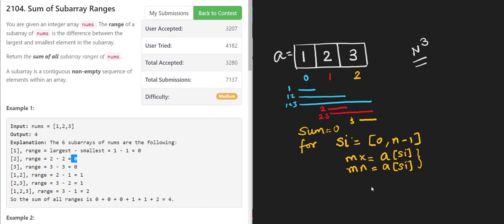We have taken min and max. Now we can have a varying end index. If we are starting at Si, the end index can be Si itself, but we don't need to consider the size one subarray. The difference is anyways going to be 0. And then we take size 2 subarrays. So that means Ei's starting point will be Si plus 1.